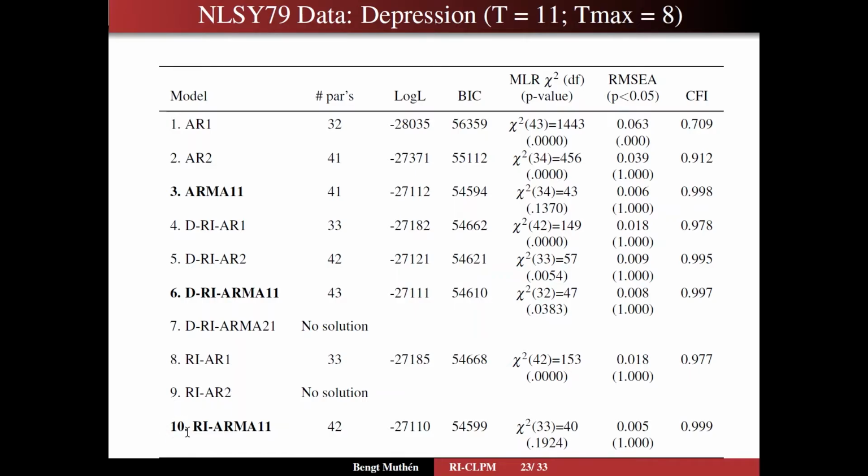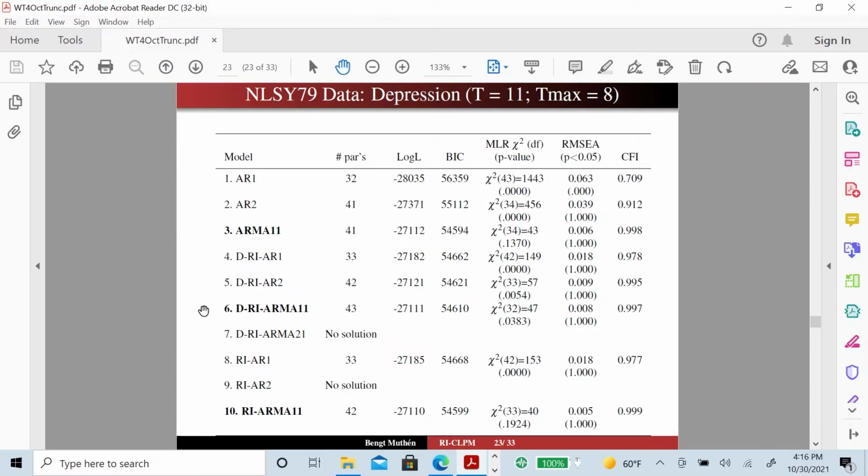And then finally you have the RI-ARMA model, which gets a good chi-square and a good RMSEA, 42 parameters. It has one more parameter than the ARMA model, and similar degrees of freedom, similar chi-square, similar p-value. So model 3 and model 10 are competitors here, but let's see which one is actually looking better in terms of the Mplus runs. So let's take a look at that.